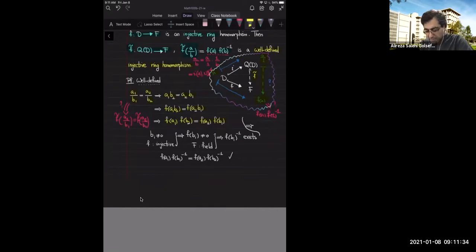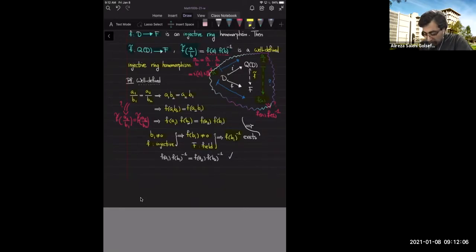Now notice that the B sub i's are denominators, so they are non-zero. F is injective. That's the crucial part, that we are using injectivity again. If F is not injective, this process doesn't work. F is injective, and therefore F of Bi cannot be 0. Now, capital F is a field, and I'm giving you a non-zero element of this, so F of Bi inverse actually exists. It's an element of the field capital F.